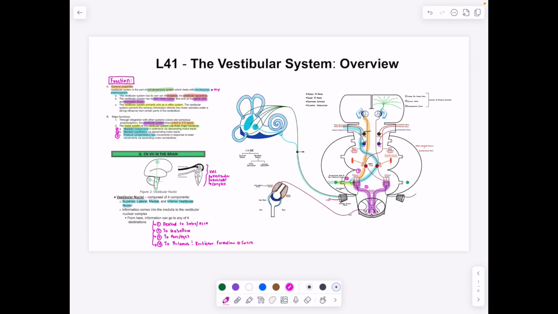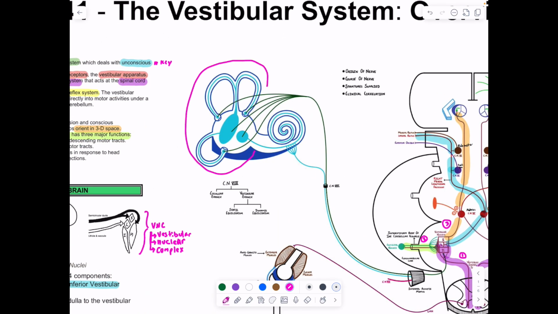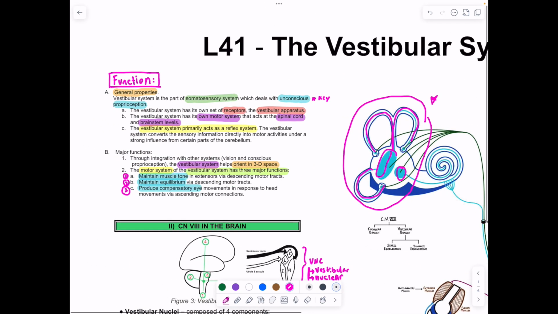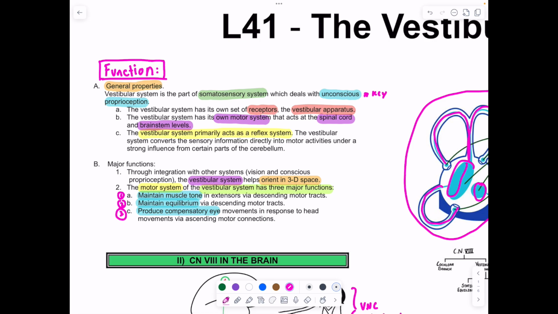All right, here's part 2, guys. This is the vestibular system. So we know that this is part of the vestibular cochlear nerve, cranial nerve 8, but specifically the vestibular system has to do with this part of the inner ear with our 3 semicircular tubercles, and then we have the utricle and the saccule. This is obviously a cartoon, so not an accurate drawing from an anatomy point of view, but what we're focused on is the vestibular system as part of the somatosensory system, which deals with unconscious proprioception, right? So this is key.